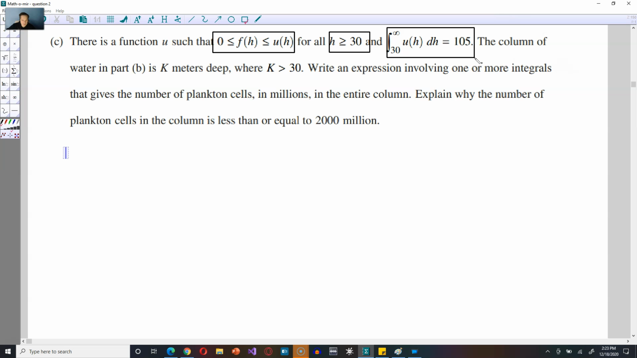The column of water in part B is k meters deep, where k is greater than 30. Write an expression involving one or more integrals that gives the number of plankton cells in millions in the entire column. Explain why the number of plankton cells in the column is less than or equal to 2,000 million.